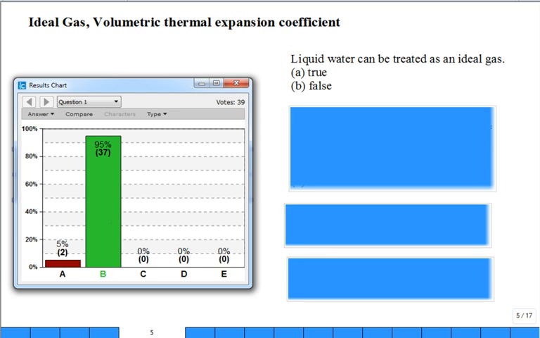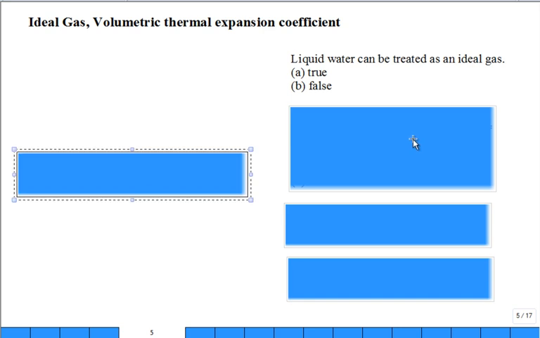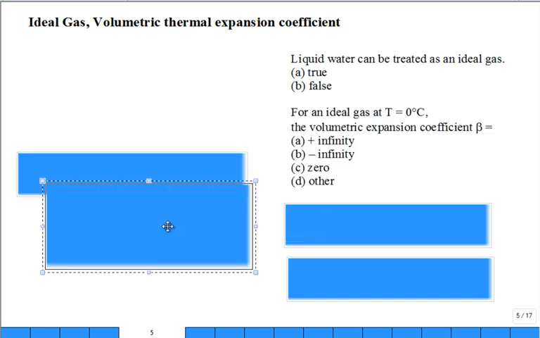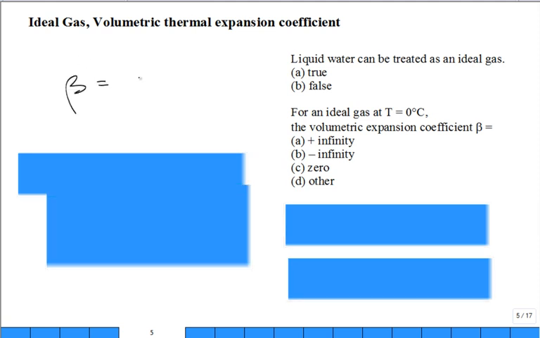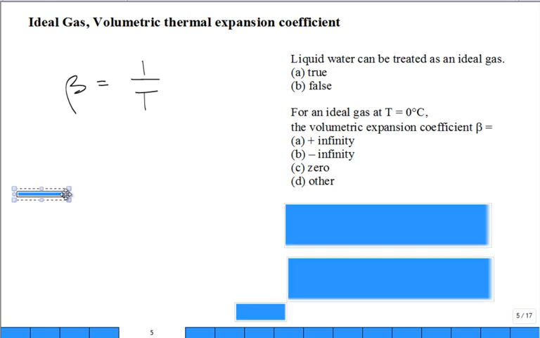How about air, a gas? Very compressible. Okay. Here's another question. For an ideal gas, at a temperature of 0 degrees C, the volumetric expansion coefficient beta equals plus infinity, negative infinity, 0, or some other answer. Professor, what was beta for an ideal gas? Beta is 1 over T. All right, we'll go ahead and stop.